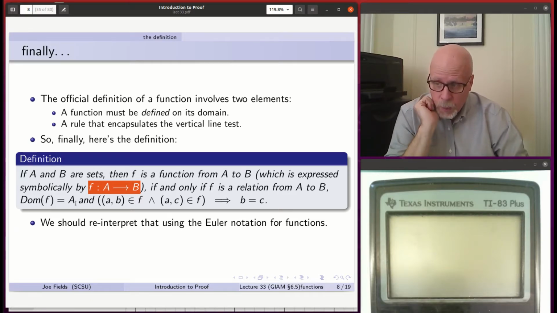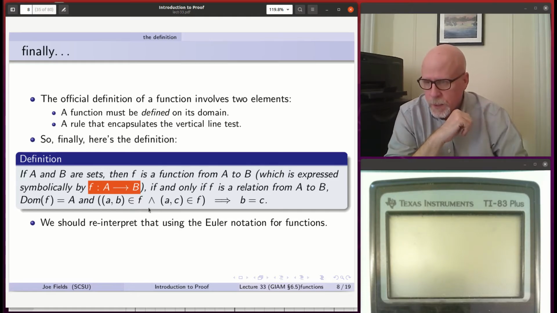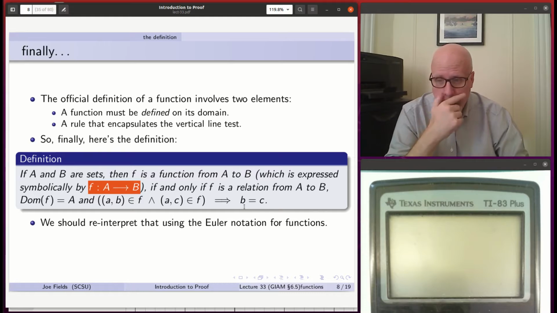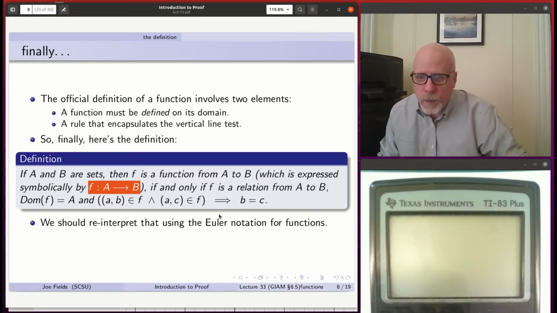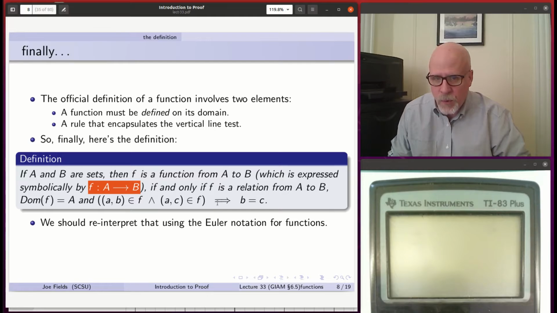The domain of F is equal to A, and this is the last bit that encapsulates the vertical line test. If you have a pair (A, B) in F, and you have another pair (A, C) in F, well, that implies that B and C are equal. I hope you get that that's becoming a bit of a standard trick we use to make something be true, but when it is true, it's vacuously true. What's really going to happen if you've got a function is there won't be a pair (A, B) and a pair (A, C). There will only be a single pair that has A in it.